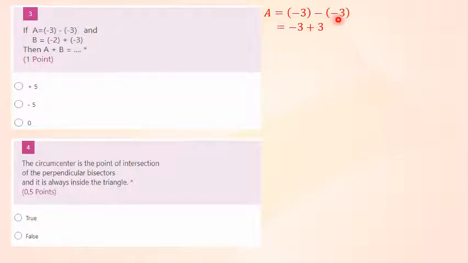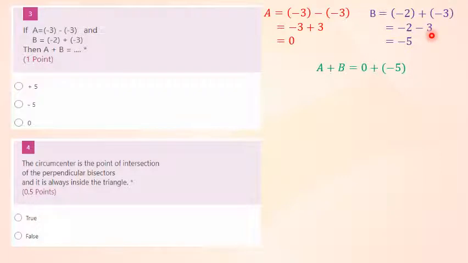Okay, so here minus minus 3 is a plus 3. Minus 3 plus 3 is 0. What about B? Minus 2 plus minus 3, so it's minus 3. Minus 2 minus 3 is minus 5. Now, A plus B, I have to write their answers. So 0 plus minus 5, it's 0 minus 5, so it's minus 5. This is our correct answer.